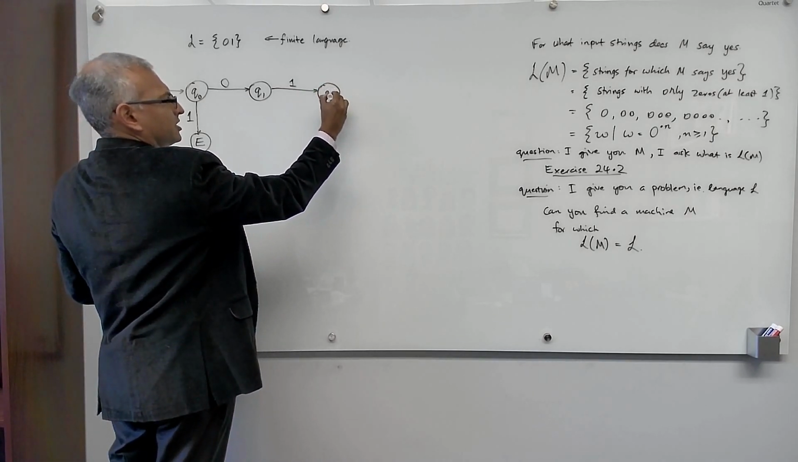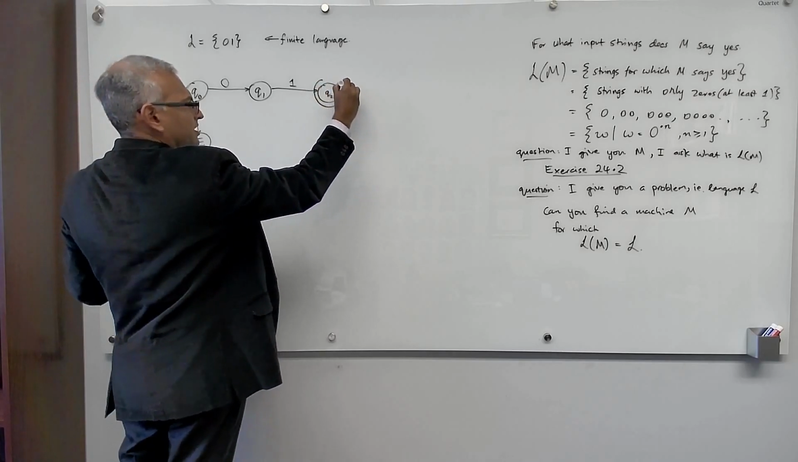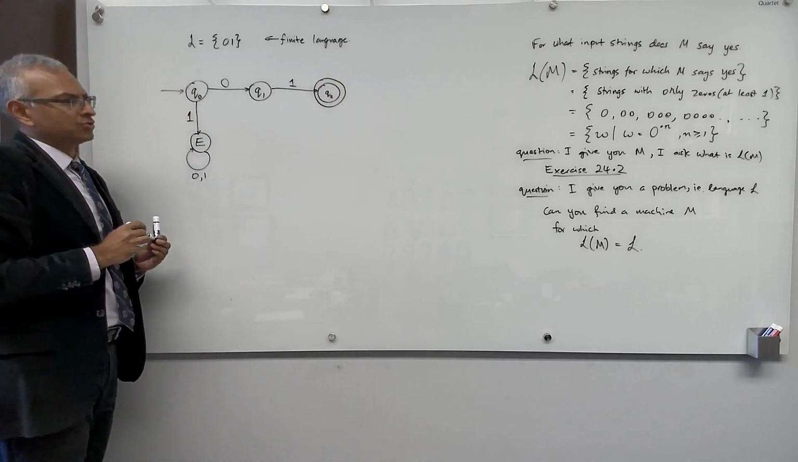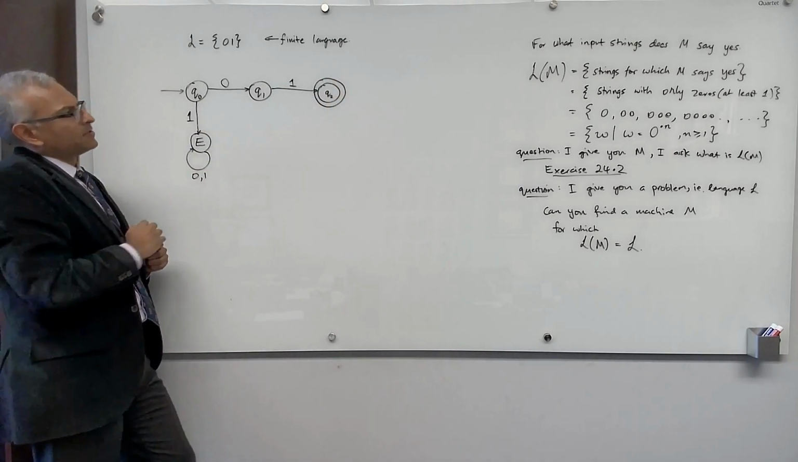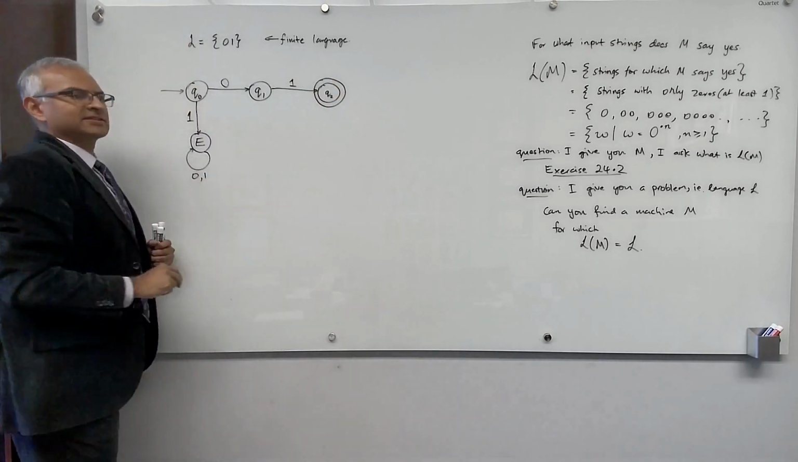So let me call this state Q2, and this is an accept state, and now I'm not going to use green, I'm going to use the 2 circles. Imagine that I've colored it beautifully with green. Okay, so if I get a 0 or a 1, I'm ready to accept.